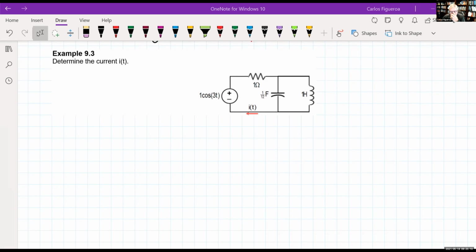The first thing that we see here is that we have a nice phasor circuit. What we're seeing here is that we want to determine the current IT. That means I have a time domain current, i(t).